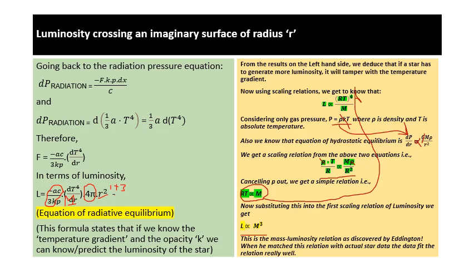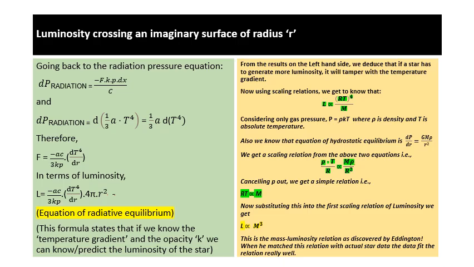Now this was a huge result which Sir Arthur Eddington found, and this is the mass luminosity relation. And when Arthur Eddington in those times matched it with the available data of the stars, he found that it fit very well. There was this curve of luminosity and mass, and it was found to be very close to the cubic curve.